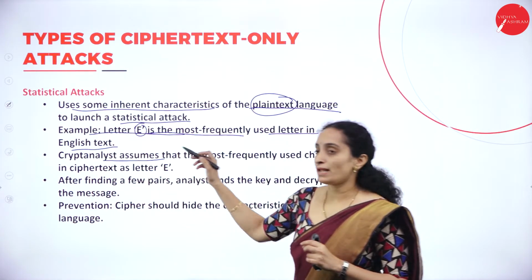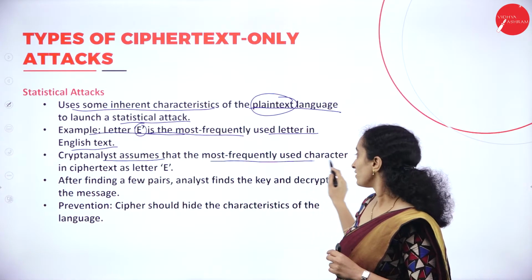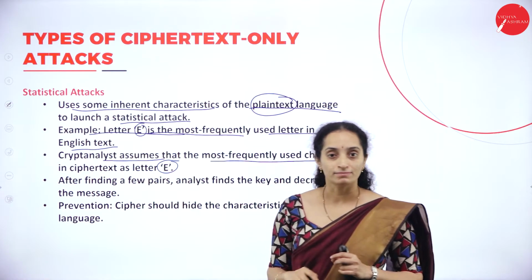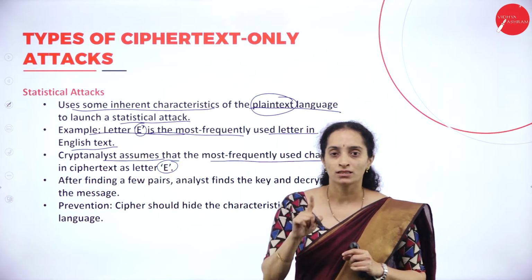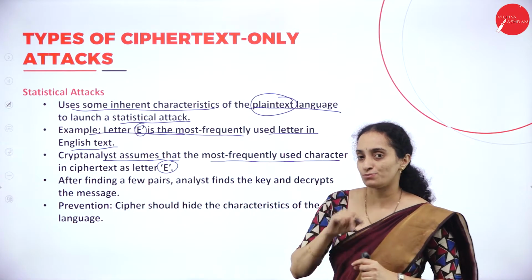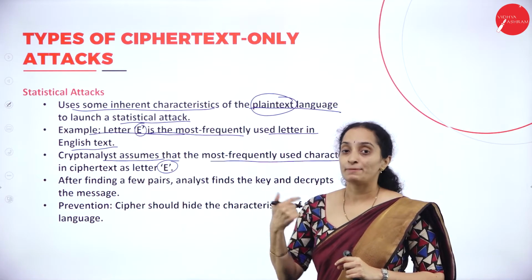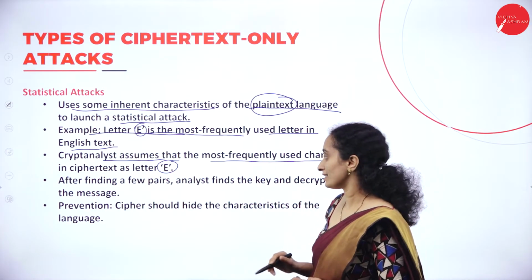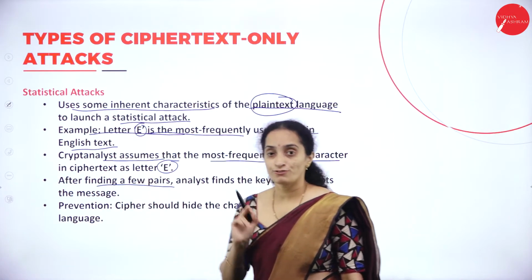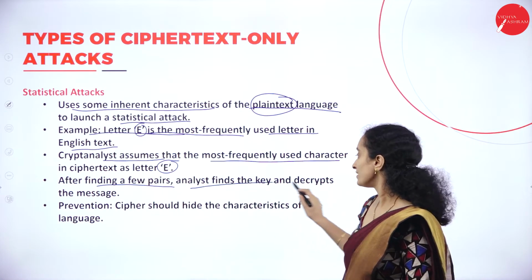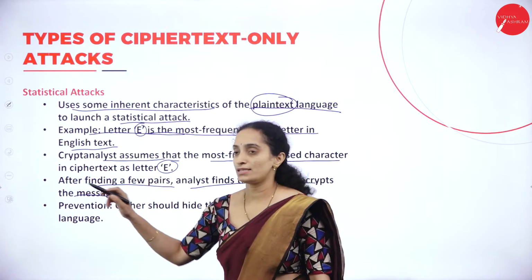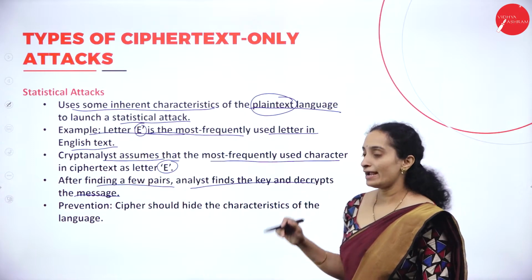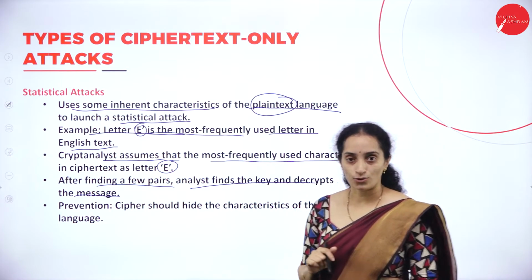Okay. So the cryptanalyst assumes that the most frequently used character in a ciphertext will be E. So if it is most widely used, then it will definitely be E. He'll assume that based on the repetition of the same letter in the ciphertext. Okay. After finding a few pairs, the analyst finds the key and decrypts the message. Based on some patterns, he will guess the key and decrypt the message. Then how do you prevent it?